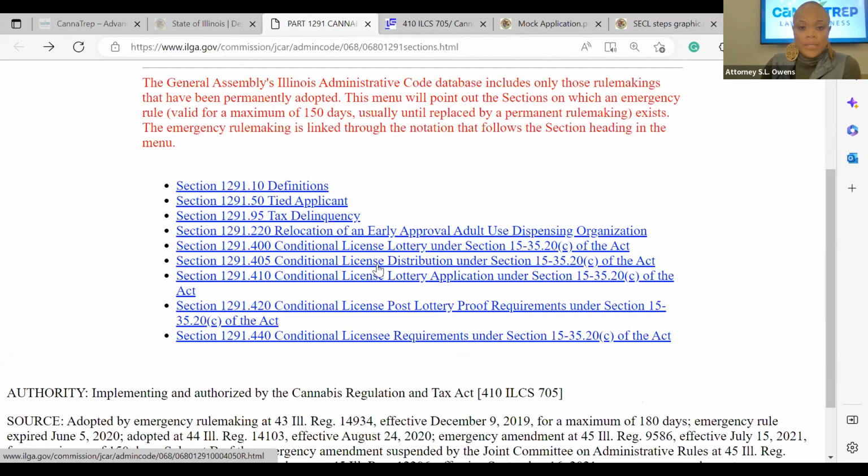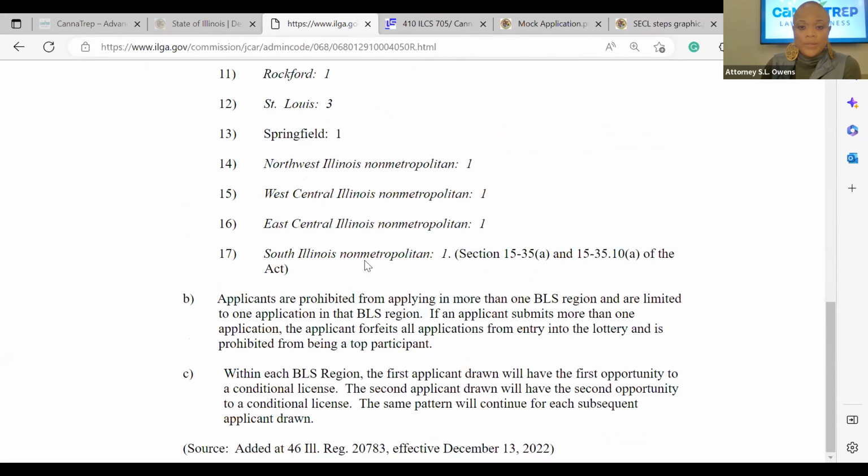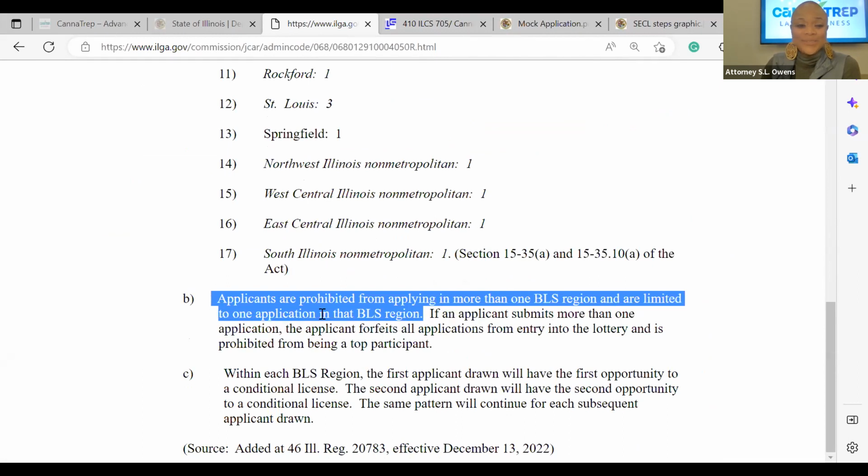So this is just the regions. Boom. There we go. Let me tell y'all, I love rules. I'm a lawyer, so y'all know that already. Because I just like to know what the deal is, you feel me? All right, applicants are prohibited from applying in more than one BLS region and are limited to one application in that BLS region.